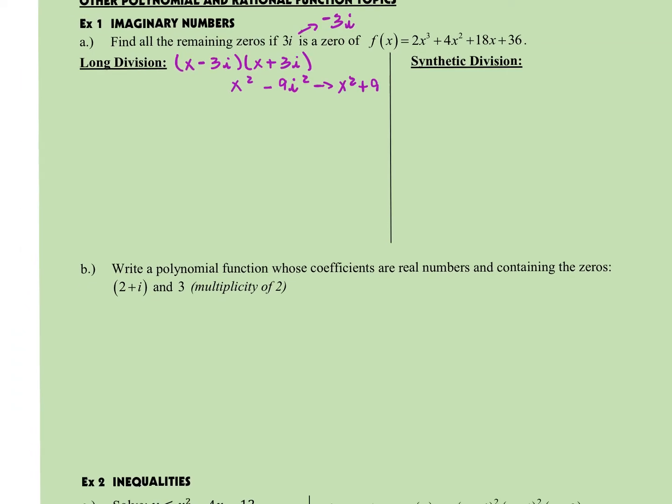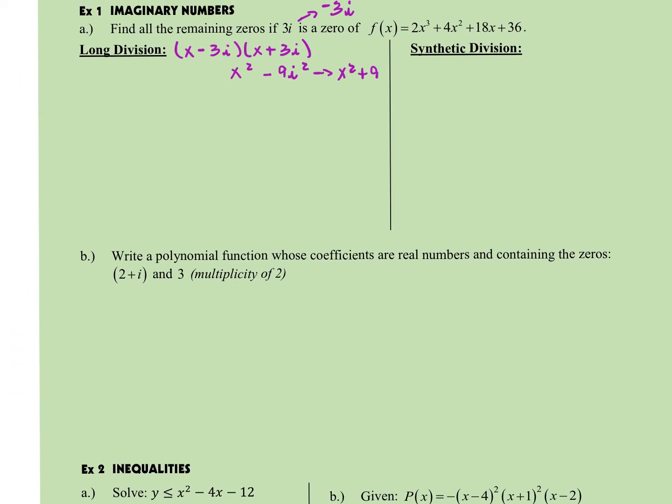Now, the next thing that you're going to do is set up your long division. You're going to take that x squared plus 9, and we're going to put that out here, x squared plus 9. Then we're going to set up this long division, and we're going to take the entire polynomial that we want to divide this into, and that's going to be our 2x cubed plus our 4x squared plus our 18x plus our 36.